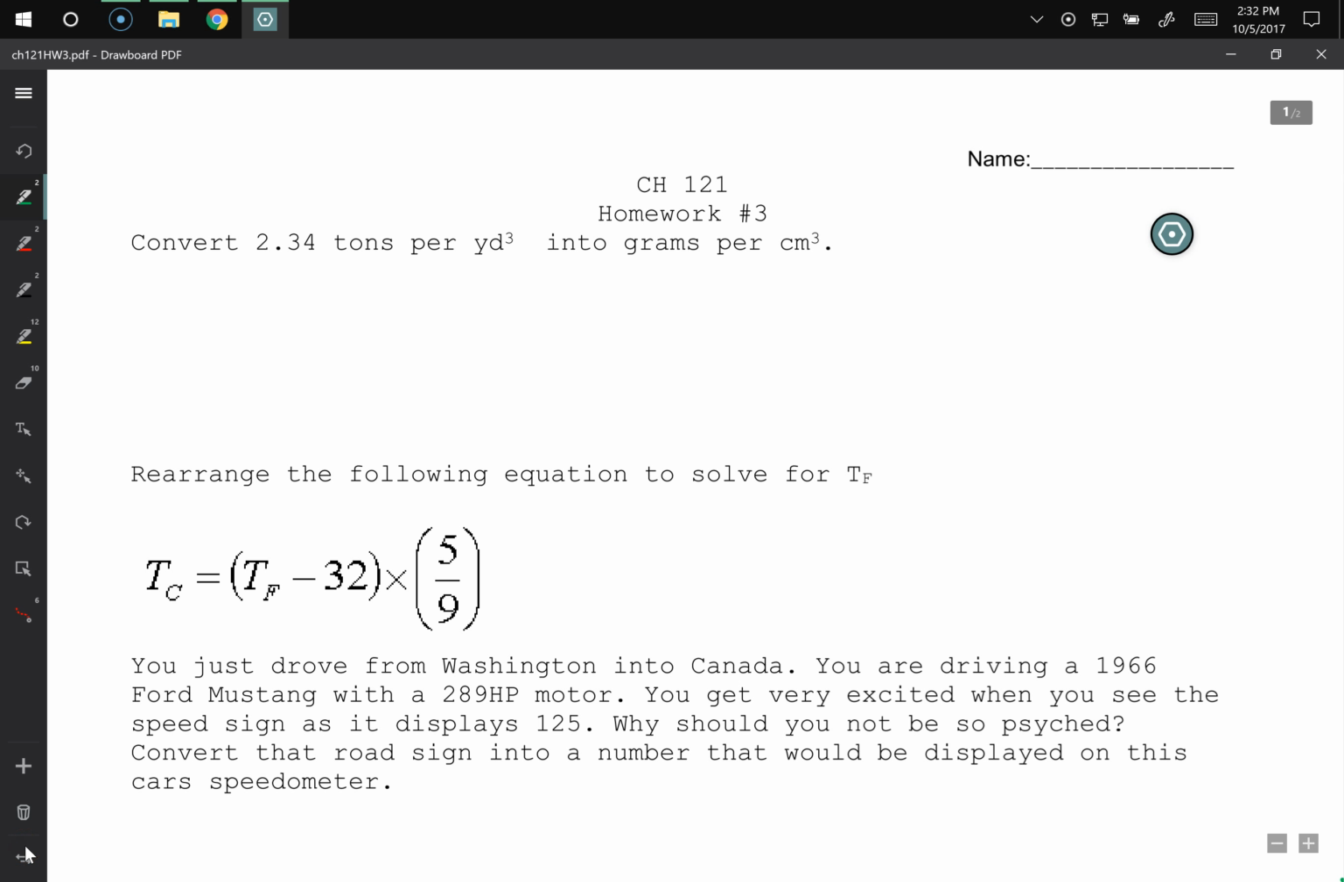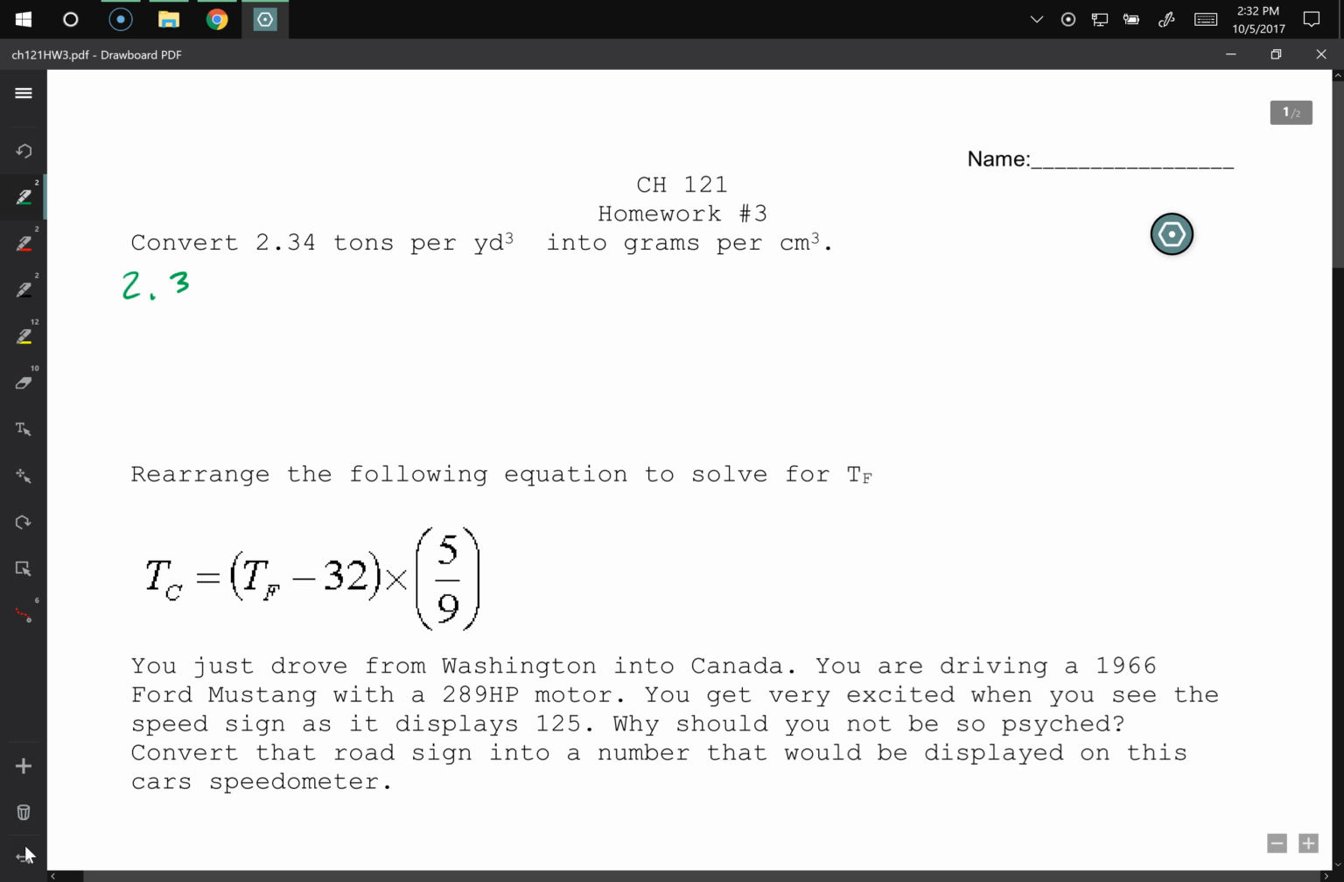Okay, let's go ahead and do this first one. So I want to convert this density unit into a different density unit, one that we're more familiar with. So I'll go ahead and start off with 2.34 tons and yards cubed. I'll convert the volume unit first for no real reason other than just whatever.